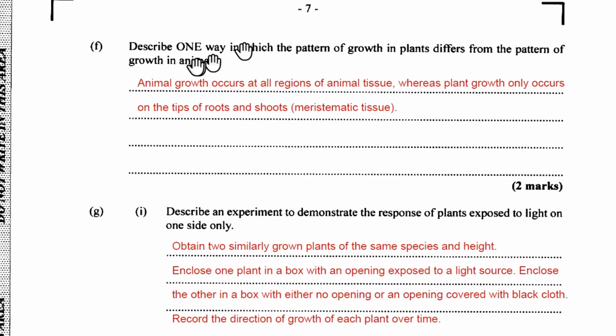Alright, so let's look at F. Describe one way in which the pattern of growth in plants differs from the pattern of growth in animals. Well, animal growth occurs at all regions of animal tissue. So the animal expands in all regions. But in plants, growth really only occurs on the meristematic tissues, the apical meristems. Those are on the tips of roots and shoots. They don't occur across all regions like in an animal.